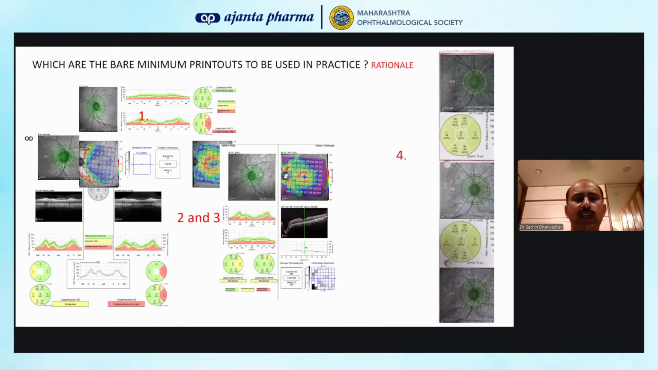Now, this is how these printouts look. Here is an example of a Spectralis. This is what I was telling you. Here you should have a disc parameter, an RNFL parameter, and a ganglion cell parameter in the same printout.